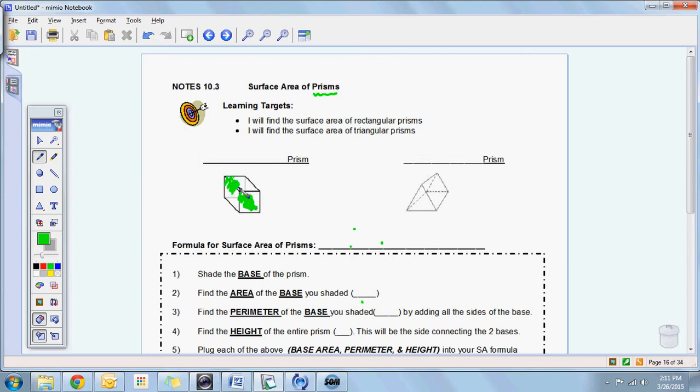See here, we have a rectangle that extends from the top to the bottom. Okay, so this would be a rectangular prism. Okay, over here, we have another prism. It doesn't go up to a point. We have a triangle here that extends throughout the entire shape to form another triangle. So this would be a triangular prism. So these two shapes are the two that we're going to focus on finding surface area of, okay?